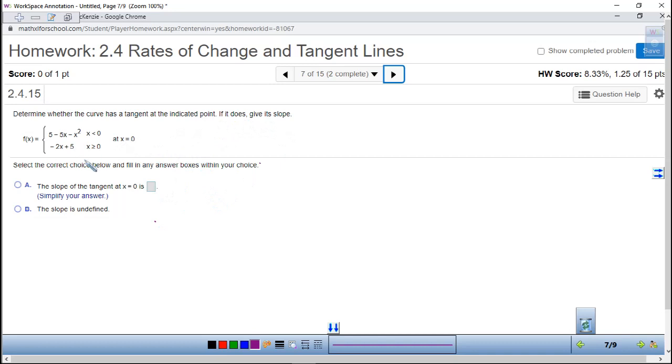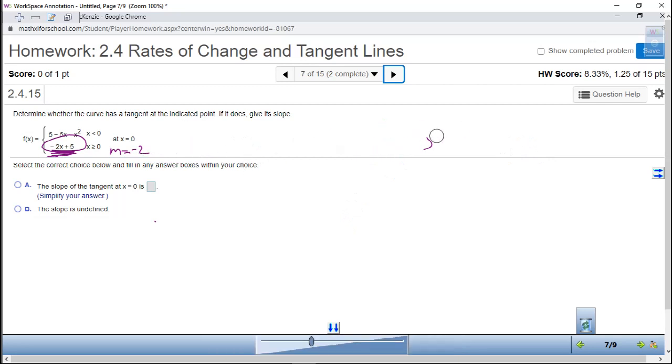Now, here's a little trick. Remember, the slope of the tangent is the slope of this equation at a given point. Well, if you recognize this right here, that is a line. And what do we know about the slope of a line? It's always the same. So if you think about y equals negative 2x plus 5, well, the slope of the line is negative 2. So here the slope is negative 2.